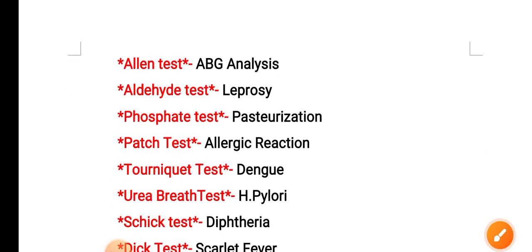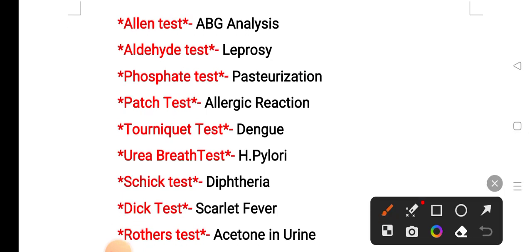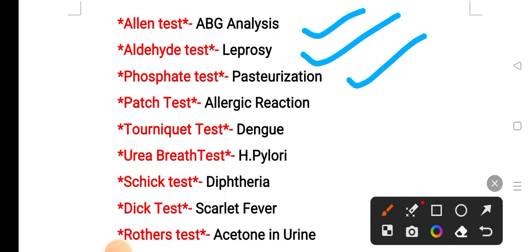Allen test is done before ABG analysis. Aldehyde test is done for leprosy. Phosphatase test is for pasteurization. PAS test is done for allergic reaction. Tourniquet test is for dengue fever.